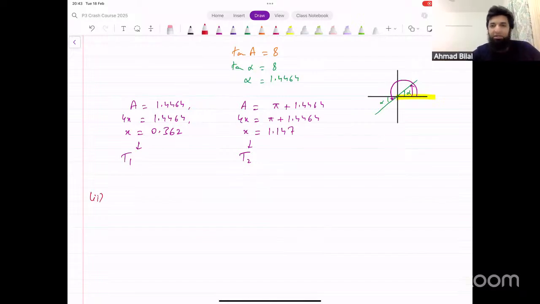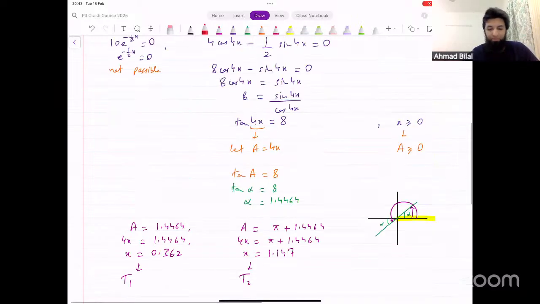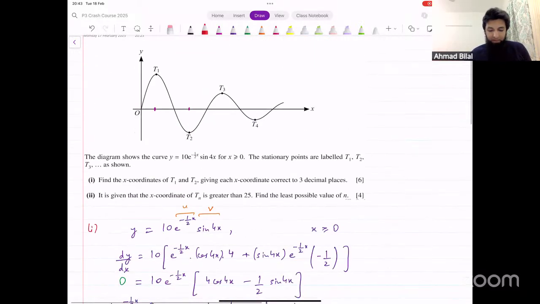The second part says it's given that the x coordinate of Tn is greater than 25. Find the least possible value of n. Okay, now how do we think about this?